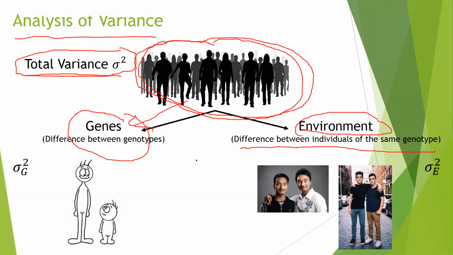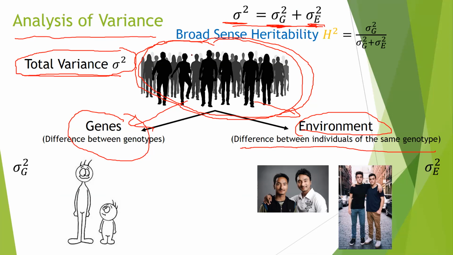One is from the genetic sources. The other one is from the environmental factor. Okay, now, so this is the famous equation here. The total variance can be written as the sum of the variance due to the genetics and the variance due to the environments.